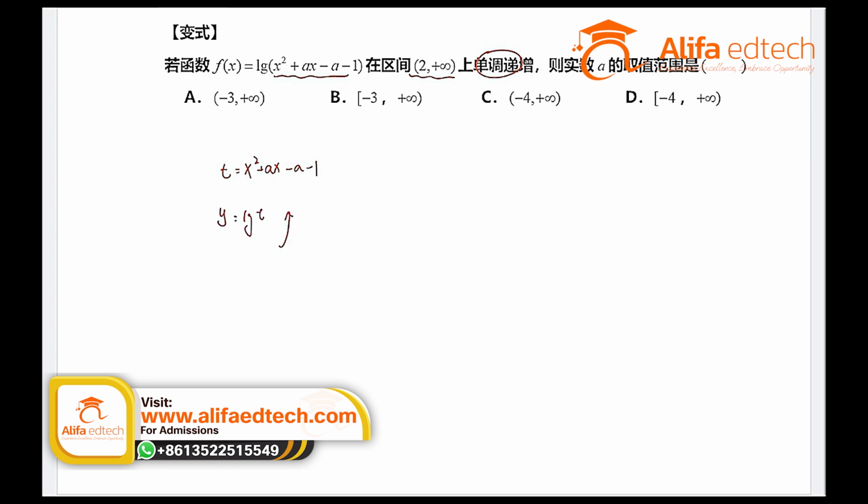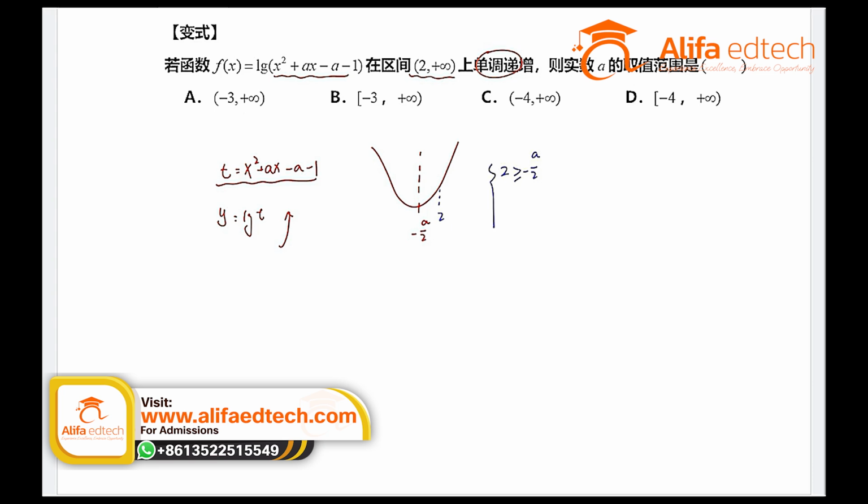Since the outer layer is always monotonically increasing, I only need to ensure that this quadratic function is monotonically increasing on the interval from 2 to positive infinity. This quadratic function opens upwards, and its axis of symmetry is negative b over 2a, which is negative a over 2. To ensure it's monotonically increasing from 2 to positive infinity, 2 must be to the right of the axis of symmetry. So that means 2 must be greater than negative a over 2. Being equal is also okay. The endpoint being equal doesn't affect monotonicity.